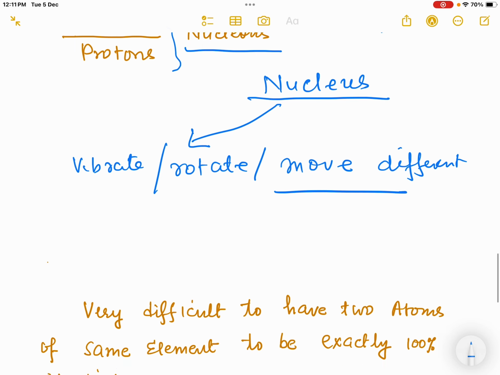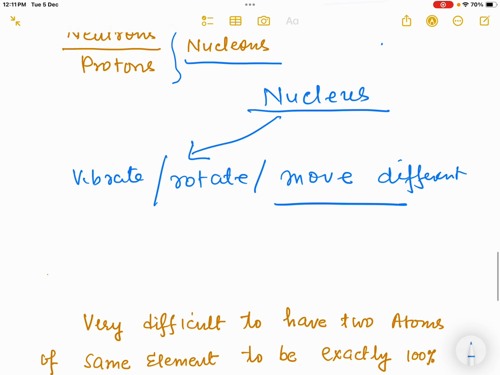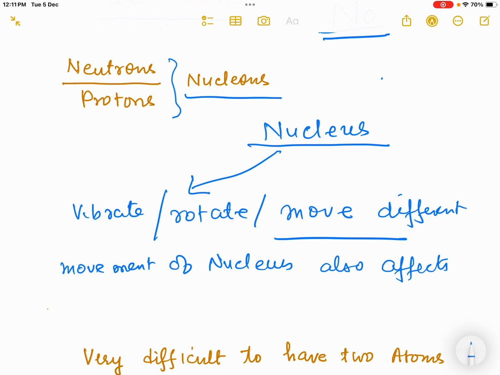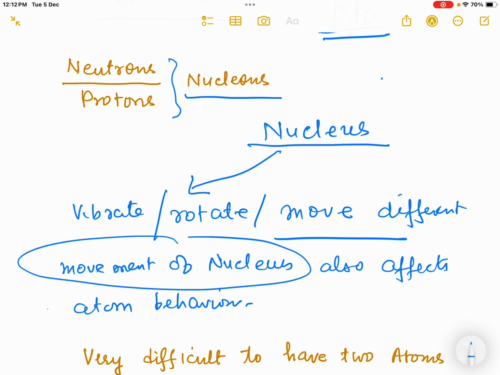So the movement of the nucleus also affects the behavior of the atom. The movement of the nucleus also affects atom properties, atom behavior. So we say that if the movement of the nucleus is different, then the atoms will behave differently.